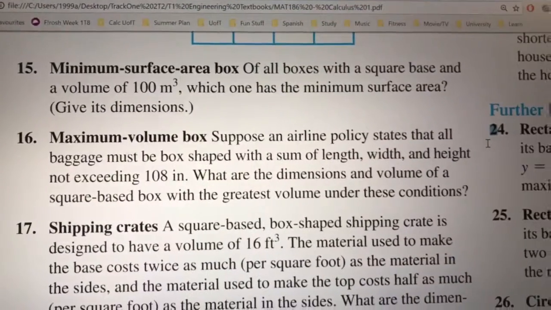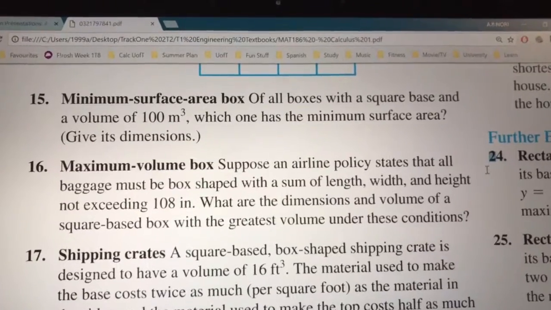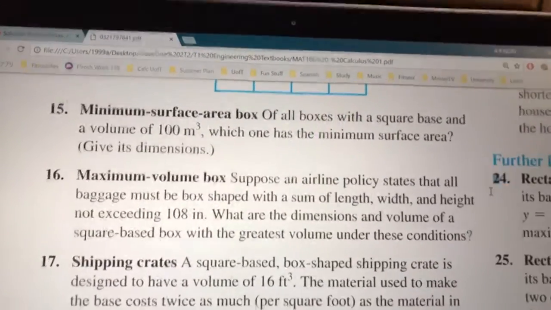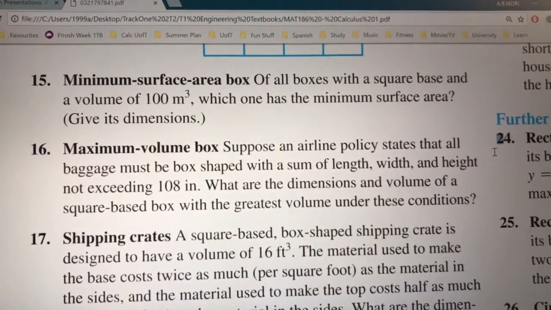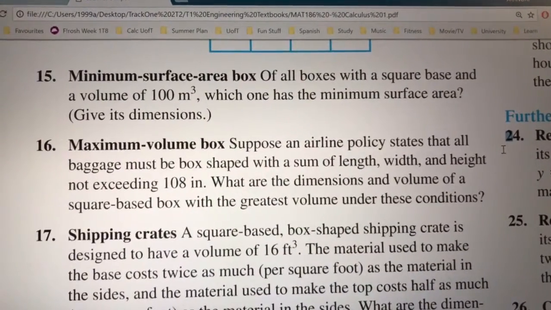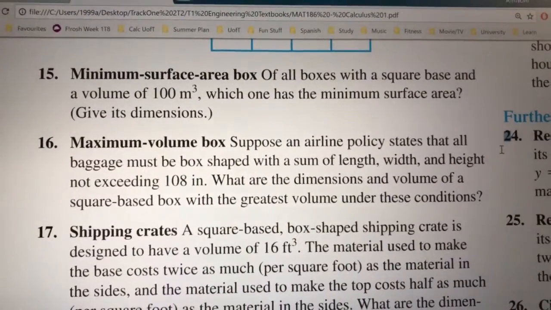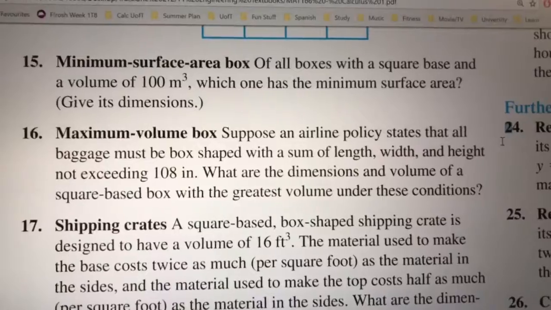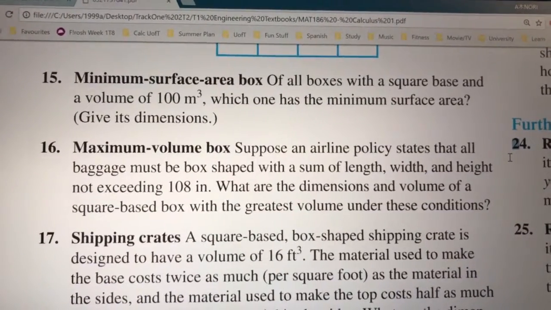Hi, my name is Akinori Kimura, and today I'm going to be working on problem 16 from section 4.4 of week 5. And the problem reads, suppose an airline policy states that all baggage must be box-shaped with a sum of length, width, and height not exceeding 108 inches. What are the dimensions and volume of a square-based box with the greatest volume under these conditions?